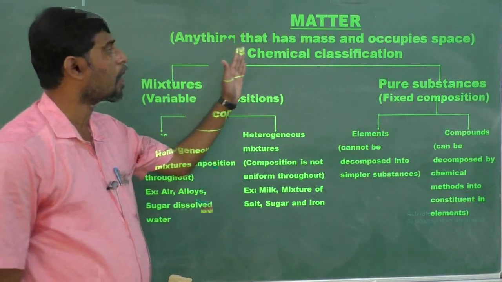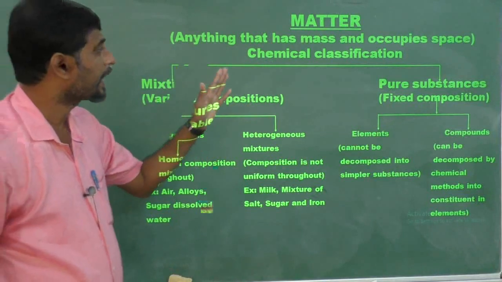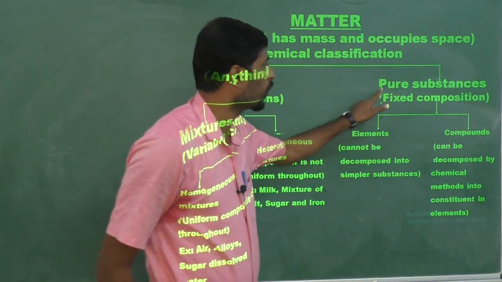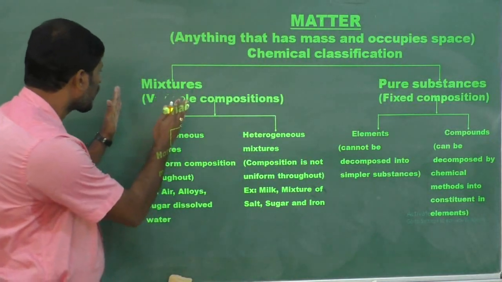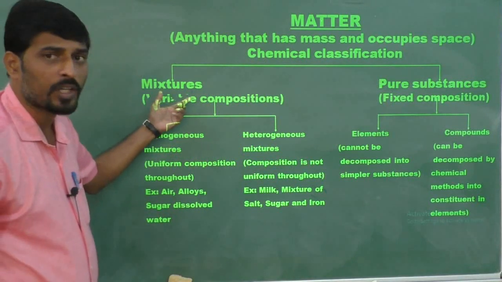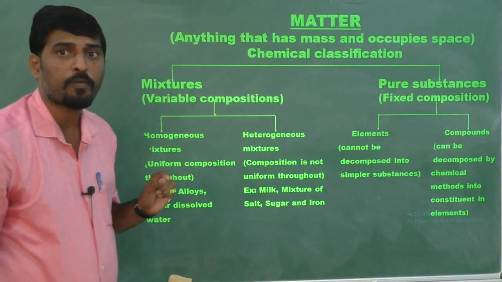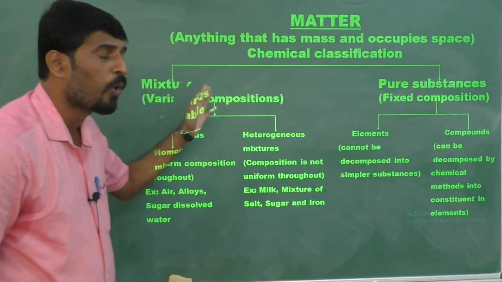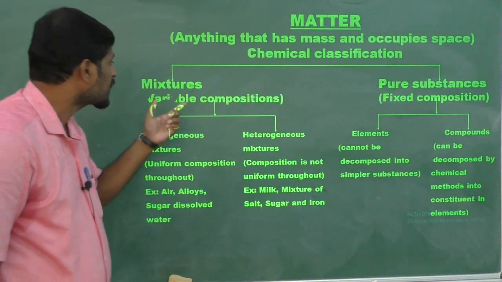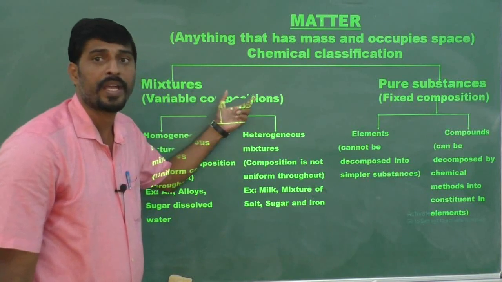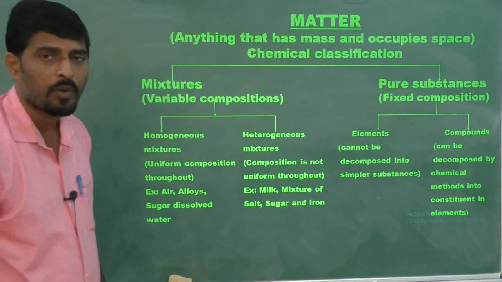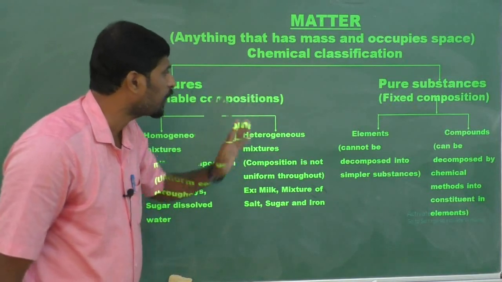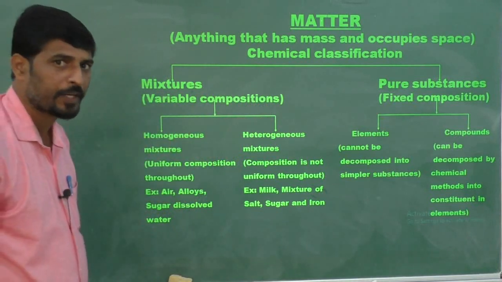Based on the chemical composition, matter can be classified into two types: one is mixtures, another is pure substances. Let us consider mixtures. Mixtures are those which are made up of two or more pure substances. Their composition is always variable. Mixtures can be classified into two types.